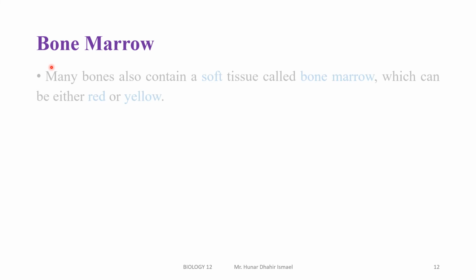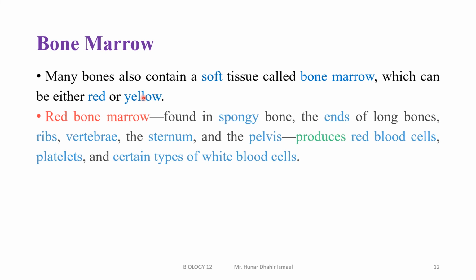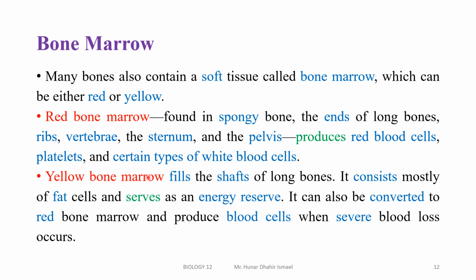Now we have bone marrow. Many bones also contain a soft tissue called what? Bone marrow. So bone marrow is a soft tissue, which can be either red or yellow. So we have two types of bone marrow: red bone marrow and yellow bone marrow. Red bone marrow is found in spongy bone at the ends of the long bones, ribs, vertebrae, sternum, and pelvis. Its function is to produce red blood cells, platelets, and certain types of white blood cells.